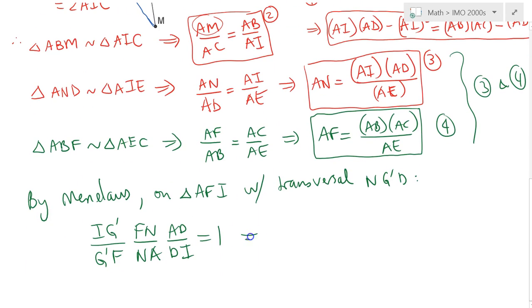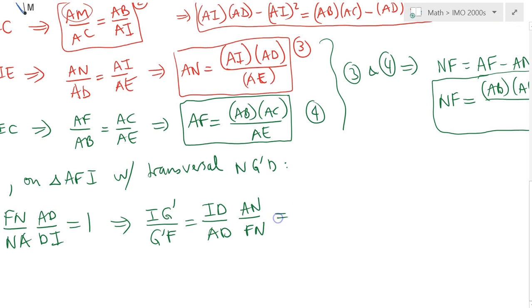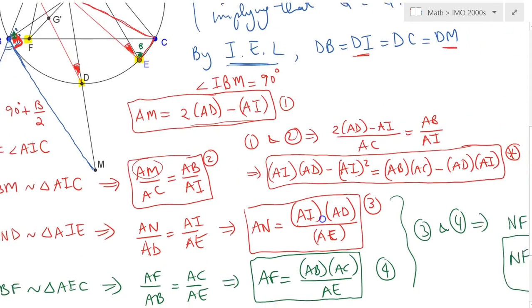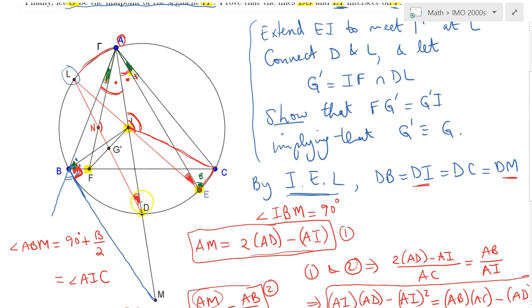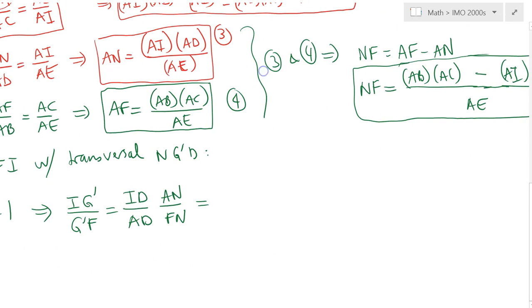But then this would imply the desired ratio we need is this one. IG prime over G prime F is simply equal to ID over AD times, flip it, AN over FN. Now we can start substituting stuff in, so let's be careful on this one. I so far have multiple expressions. I need an expression for ID, but ID is just AD minus AI. So ID is just AD minus AI, all divided by AD.